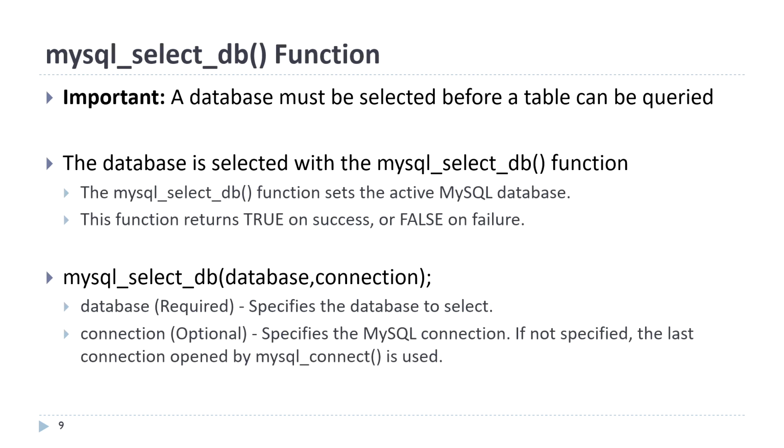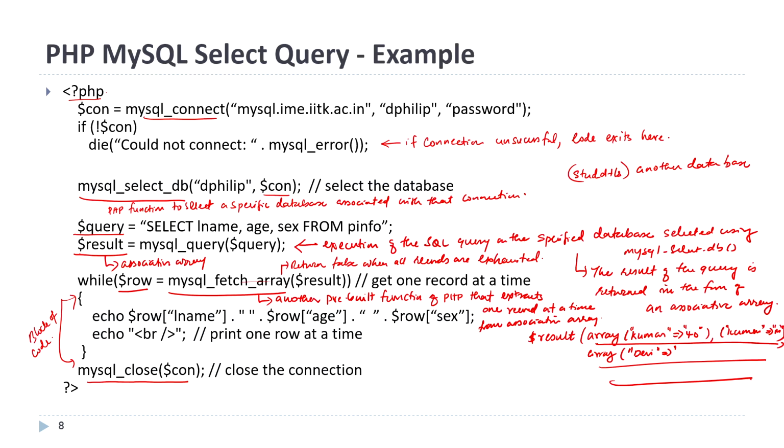So, as I mentioned earlier, the mysql_select_db function. Okay. One important thing that you should remember is the order of the logic. First, connect to the database, then select a database with the connection, then query the database, then manipulate the result. So, this is the order of the logic.